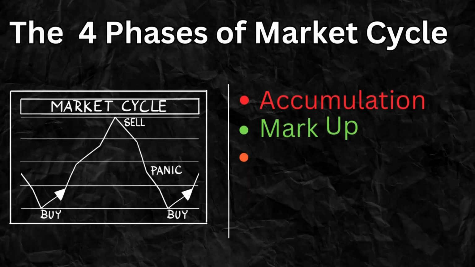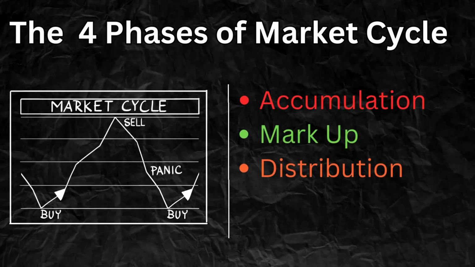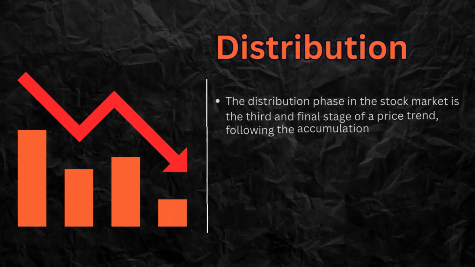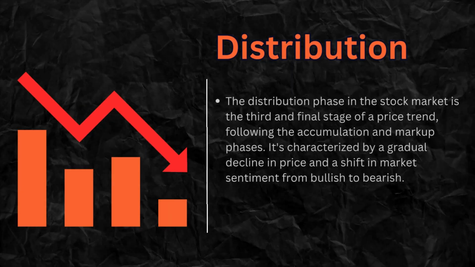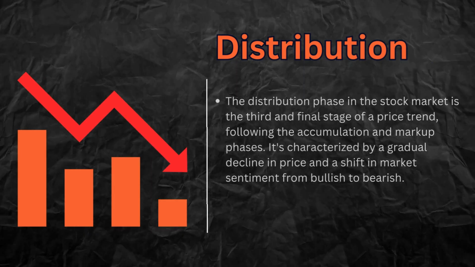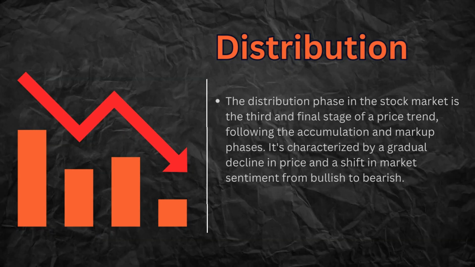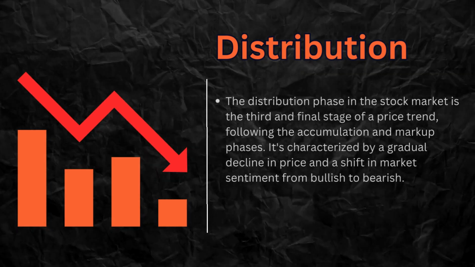And after this markup phase, we are going to see a distribution phase in the market cycle. In this distribution phase, you can see a gradual decline in the price and a shift in the market sentiment from bullish to bearish. This is a phase where value investors who accumulated their positions in the accumulation phase are going to start exiting their positions.